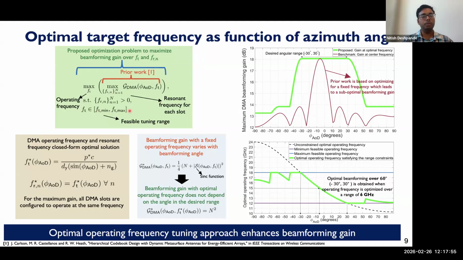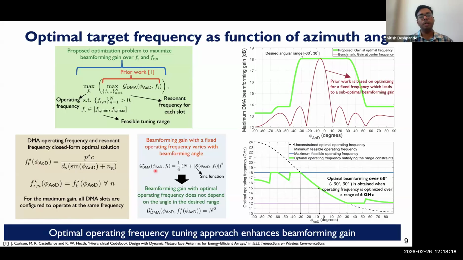In our paper, we propose closed form solutions for both the optimal operating frequency and the resonant frequency. The operating frequency depends on the beamforming angle. And in the simple case of a line of sight channel, we observe that the resonant frequency is the same as the optimal operating frequency for each slot.